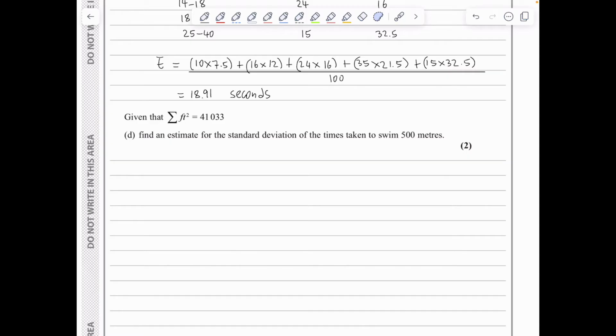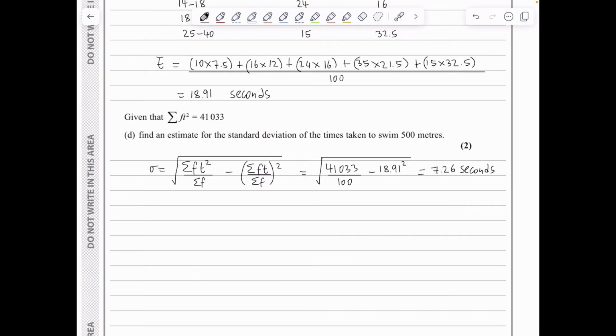And then in part D, we are told that the sigma ft squared is 41,033, and we need to work out an estimate for the standard deviation. Well, we know the formula for the standard deviation being the square root of sigma ft squared over sigma f minus essentially the mean squared. So in our case, it's going to be 41,033 over 100 minus 18.91 squared. This is the variance. If I take the square root, I'll be getting the standard deviation. It works out to be 7.26 seconds.